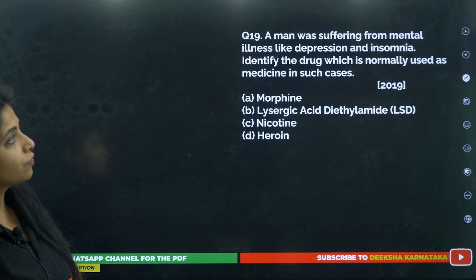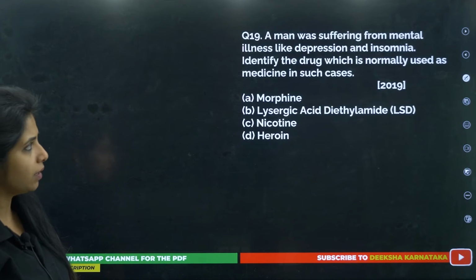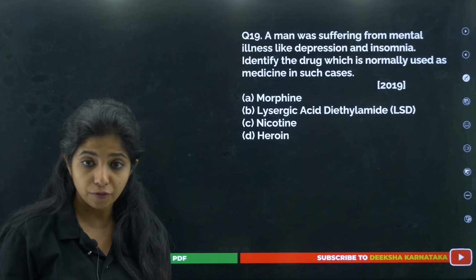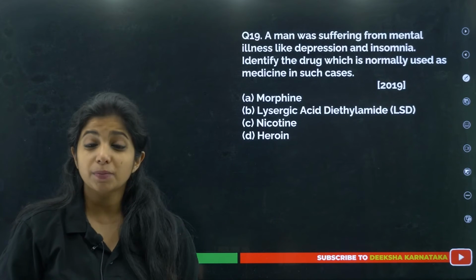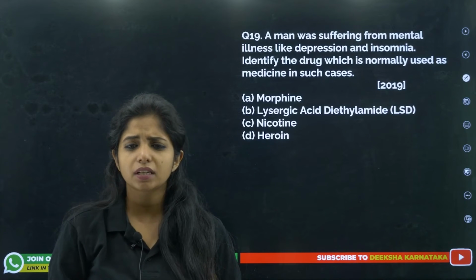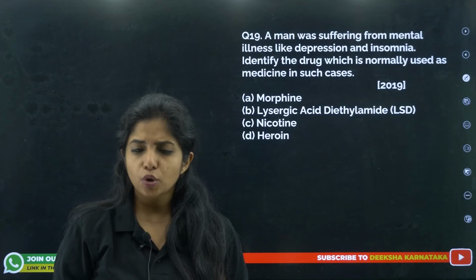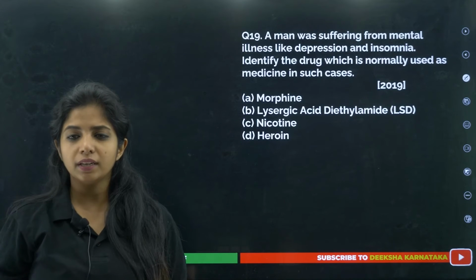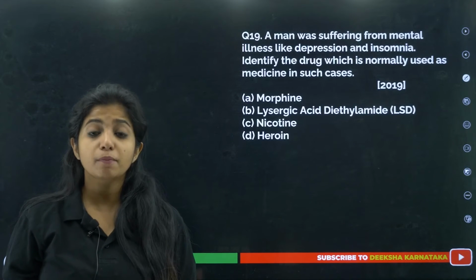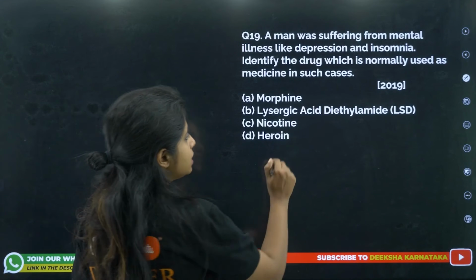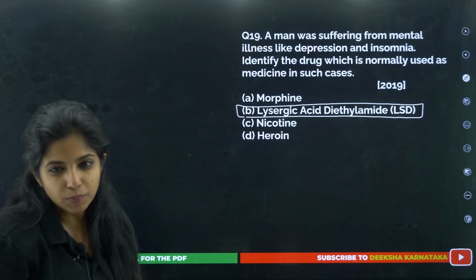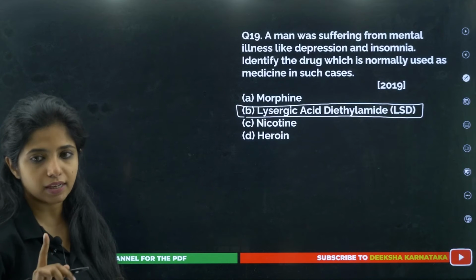A man was suffering from mental illness like depression and insomnia. Identify the drug which is normally used as a medicine in such cases. Morphine. Listen, morphine is used as a painkiller and a sedative. Painkiller as in it kills the pain, and sedative as in it lets you sleep. Okay. But for diseases like insomnia and depression, there are amphetamines, benzodiazepines, barbiturates that are given, and lysergic acid diethylamide, LSD. This is a chemical. This is being given. This is not given in your NCERT, but this is the answer.